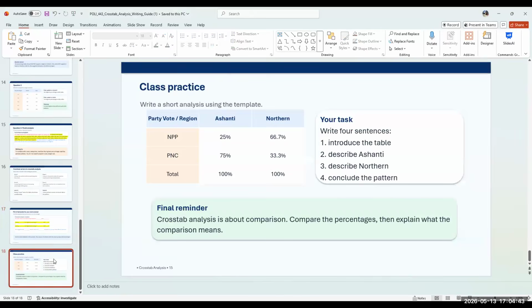So thank you very much. For the practice over here, you can introduce a table, describe the highest category, describe the lowest, and conclude the pattern. You can use this as a practical text for yourself. Take a screenshot and make sure that you go through this.